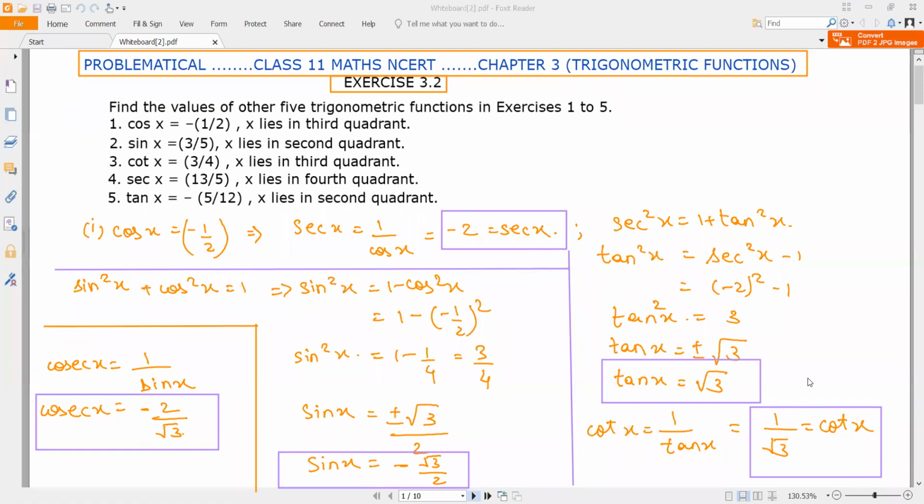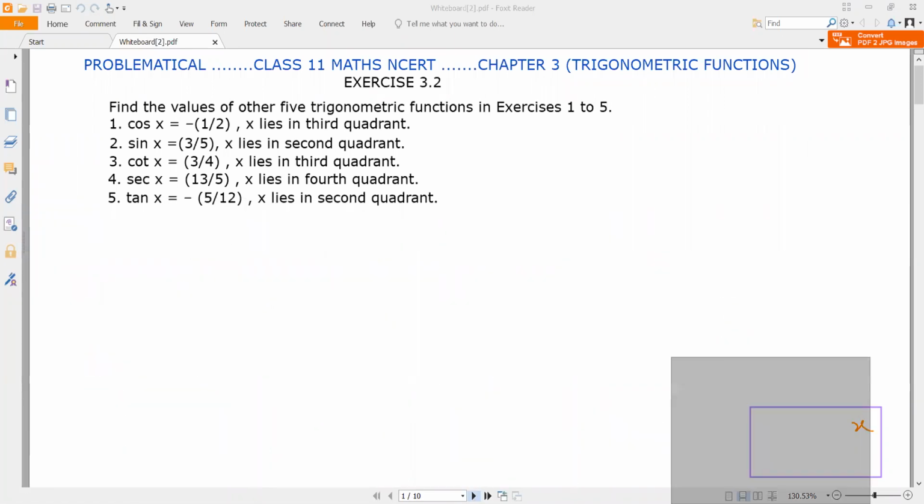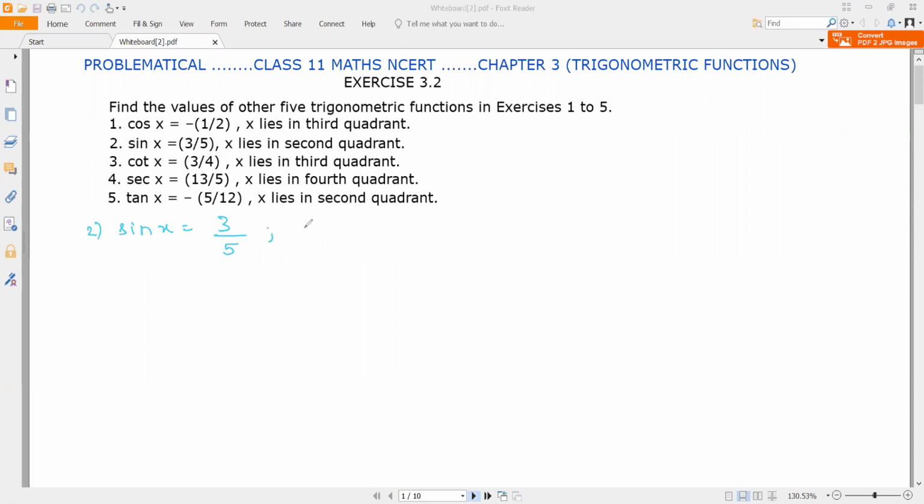Next, sin x. You now have to find the other values when you are given the value of sin x as 3 by 5. Sin x is equal to 3 upon 5 positive, and x lies in the second quadrant. In the second quadrant, sine and cosec are positive, and the rest of the trigonometric functions are negative. From sin x, we can get the value of cosec x and cos x. So cosec x is equal to 1 upon sin x, which is equal to 5 upon 3.